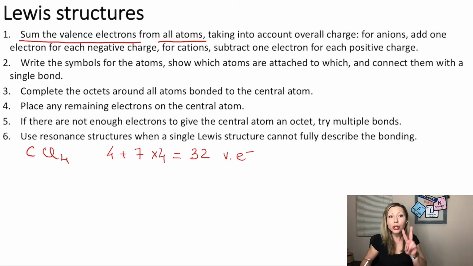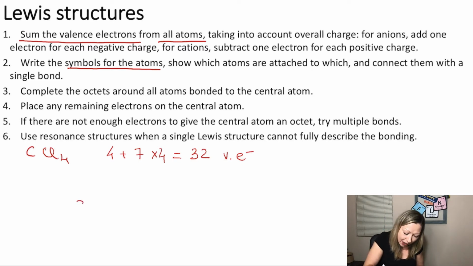Okay, step number 2, write the symbols for the atoms, show which atoms are attached to which, and then connect them with a single bond. Well, first of all, we have to figure out which one is the central atom. Generally, the central atom is going to be the atom of which you have only one, in this case, carbon, but you can also look at the electronegativities. Generally, the atom with the lower electronegativity is going to be the central atom, and it's true in the case of chlorine and carbon also, because carbon has a lower electronegativity.